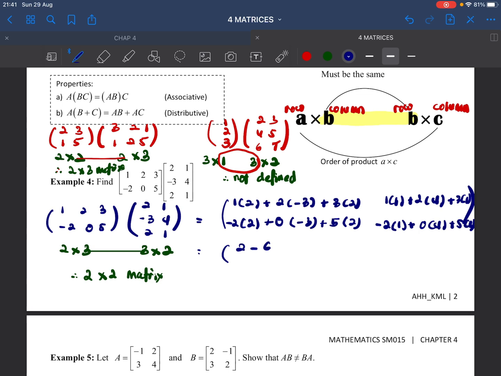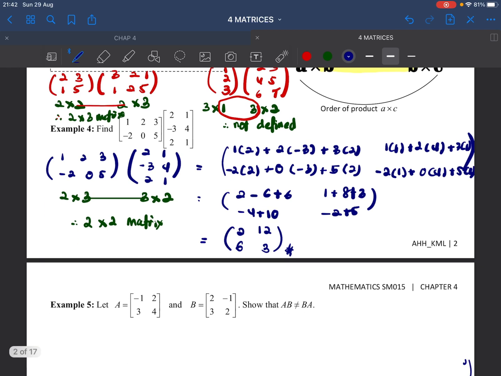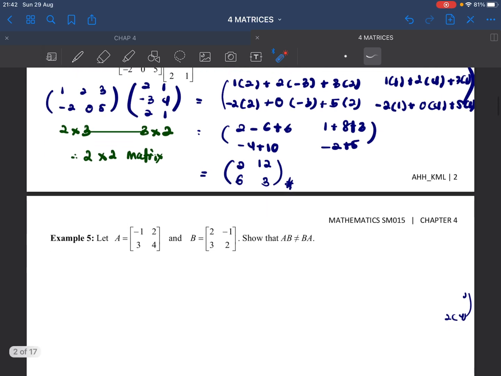We will have 2 minus 6 plus 6, negative 4 plus 10. Here is 1 plus 8 plus 3, negative 2 plus 5, which is our final answer would be 2, 6, 12, 3. Okay, so that is how you do multiplication of matrices. Very, very important because we are going to use this until the end of the topic. Okay, so make sure you mastered how to do multiplication of matrices. Okay, yang paling penting ialah check the order first so that you have the idea lah apa matrix yang kamu akan dapat. Okay, so let's see example 5.